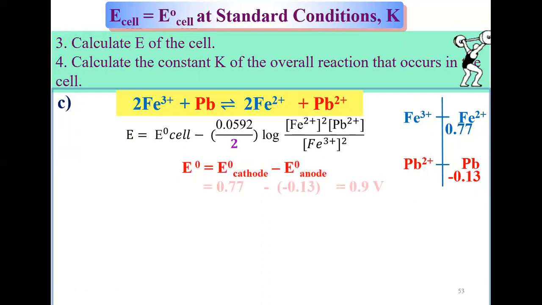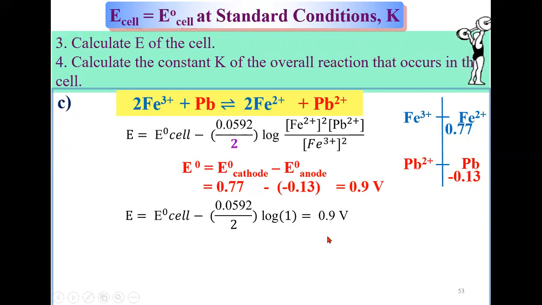So E naught is cathode minus anode, which is 0.9, because we already have the E naughts for both the lead and the iron, so that's 0.9. If you had solved it here, you get also 0.9. This is E naught of the cell. So E of the cell is simply equal to the E naught of the cell, as we anticipated.